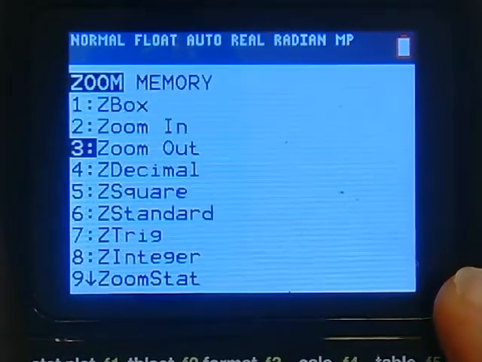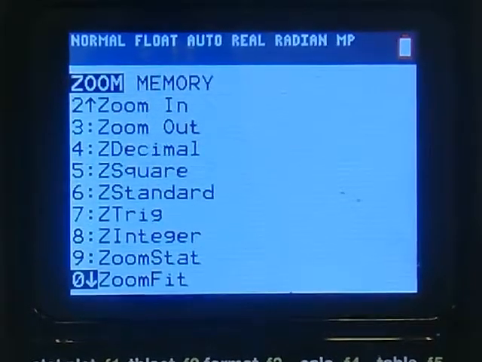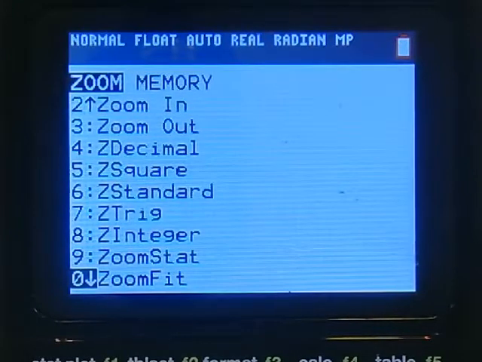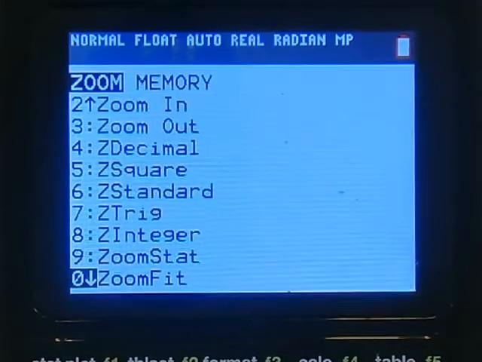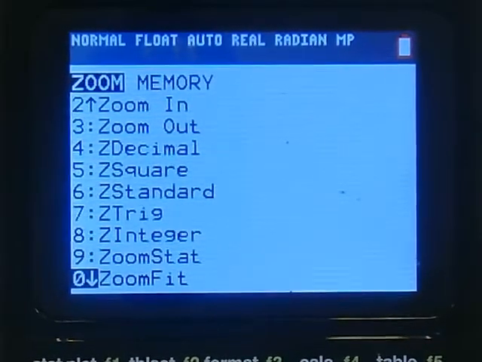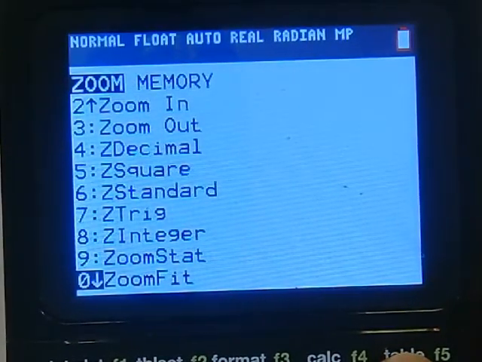I can go from top to bottom or bottom to top. If I go down to number 0, zoom fit, what zoom fit does is it looks for these points, exactly the ones we're looking for. It looks for zeros, and it looks for relative maxes and mins, and it looks for the y-intercept. And it will get that in the middle of the graph. Now, it may not show you the x and y axis yet, but it will go looking for those things in the graph. So I'm going to hit zoom fit, and let's see what happens here.